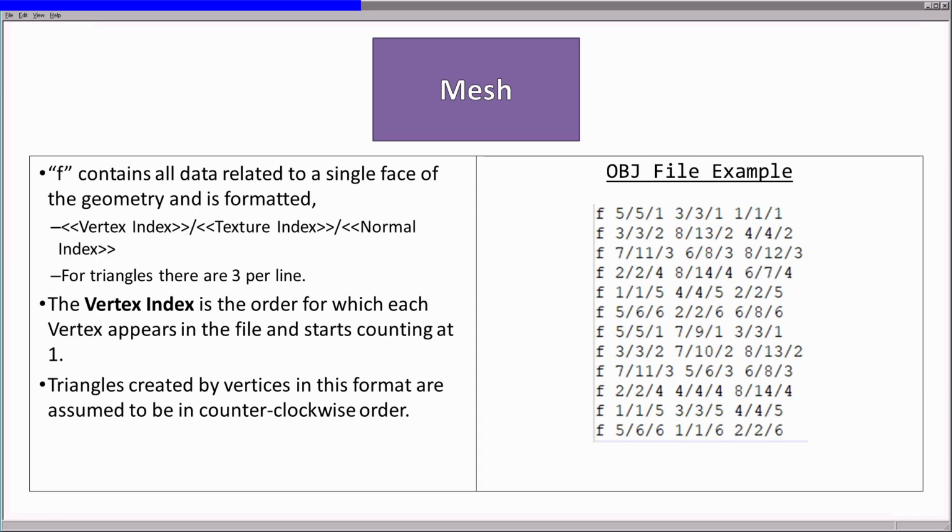F contains all the data related to a single face of the geometry and is formatted as the vertex index, texture index, normal index. For triangles, there are 3 per line. The vertex index is the order in which each vertex appears in the file, and it starts counting from 1. Triangles created by vertices in this format are assumed to be in counterclockwise order.